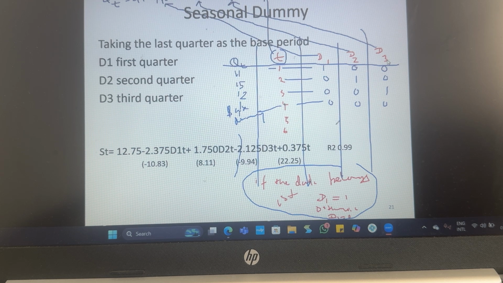Now we have the data for all these four independent variables. After preparing the data set like this, is preparing the data set okay for you? Clear? Any question?